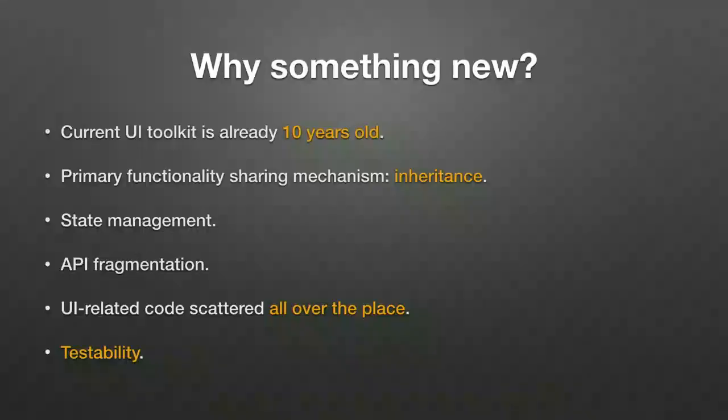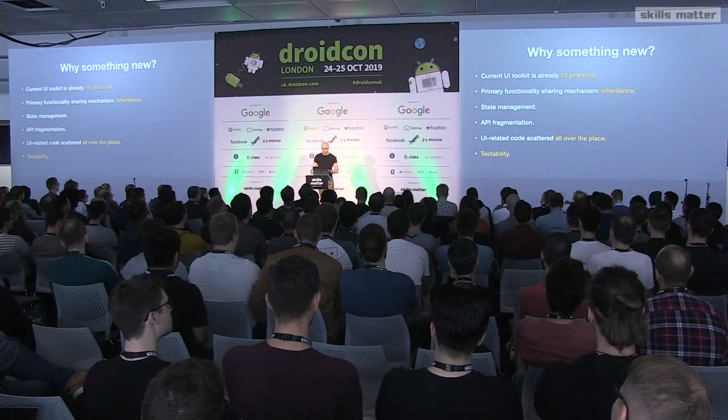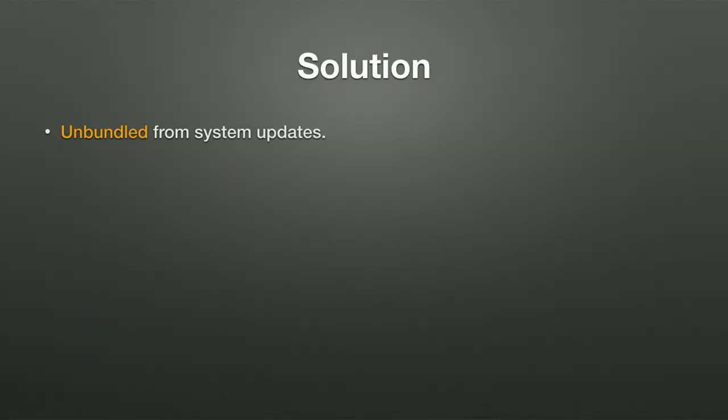And it's not really testable. It's quite difficult to test, and even then we have a couple of options. We can unit test, use Robolectric, we can use Espresso, we can take screenshots, and none of this feels right. So what would be the solution? Like, what would we want from a new UI toolkit?